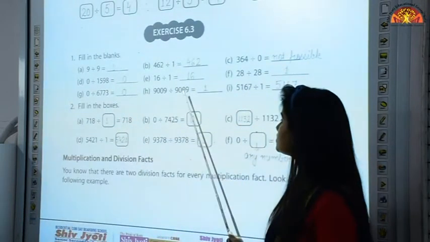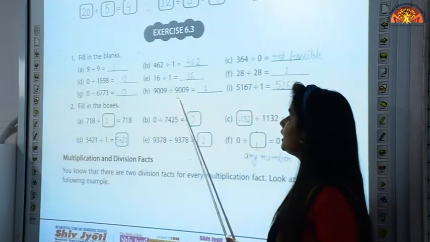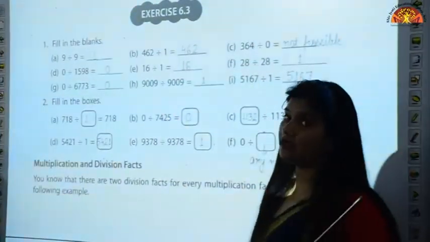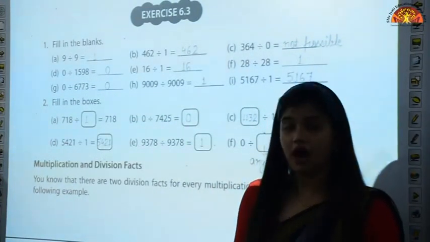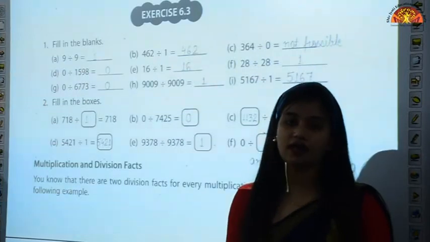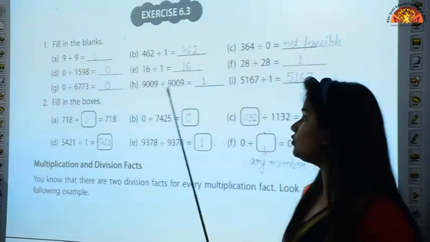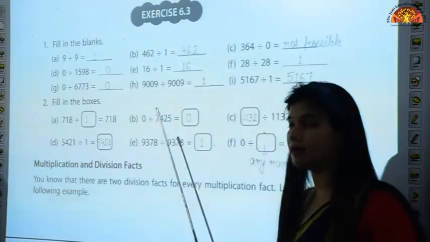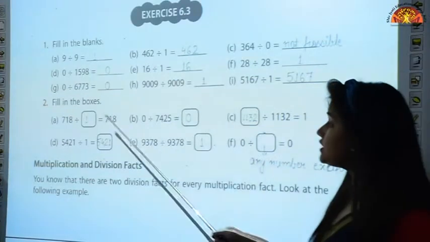Now we'll see the next question, that is H part. 9009 divided by 9009. Again the property based question, you are dividing the same number by the same number. आप किसी number को उसी number से क्या कर रहे हो? Divide कर रहे हो. Then you will get the answer 1. When you are dividing a number by the same number, you will get the answer 1.